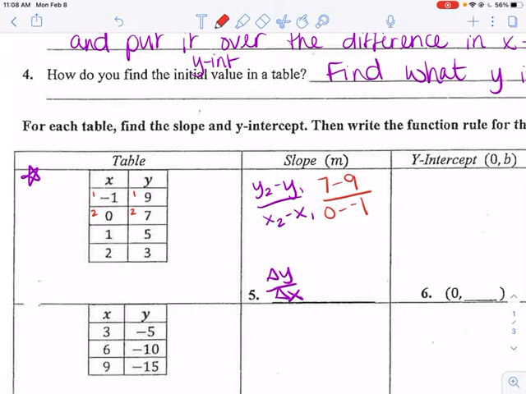Now, I think that way is a little cumbersome for me, so I like to just think, how did it change from one to the next one? So from 9 to 7, how did it change? It went down, and it went down 2. And then from -1 to 0, it went up, and it went up 1. Then I'm going to put my change in y, so this number over this number. -2 over 1, and when I divide that, I get -2. So that's my answer for slope.